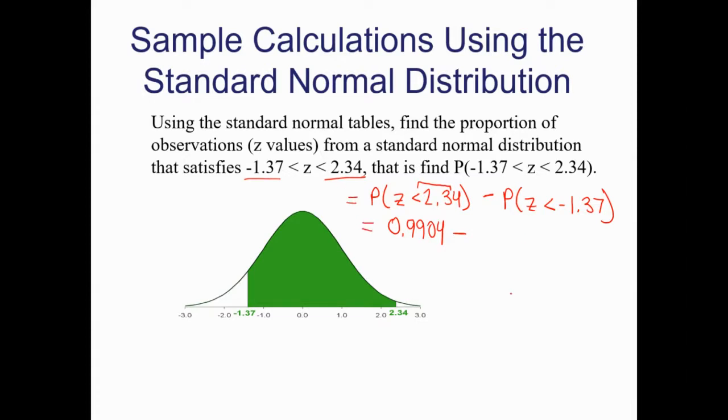And then, what's the probability of the smaller one? Negative 1.37. 0.0853.